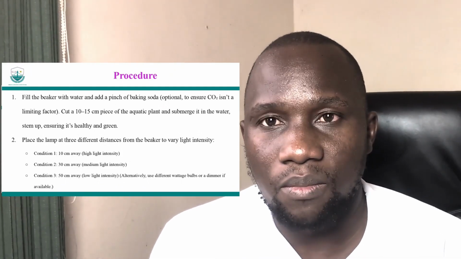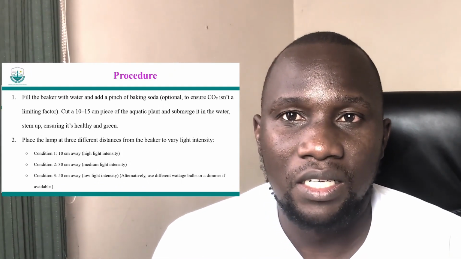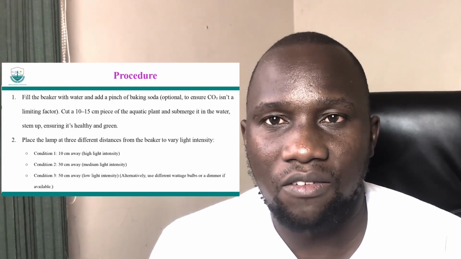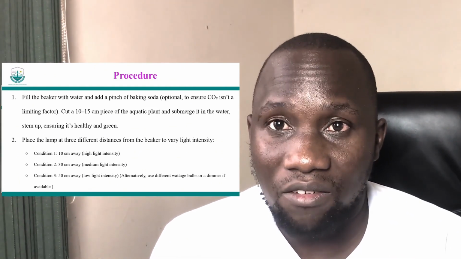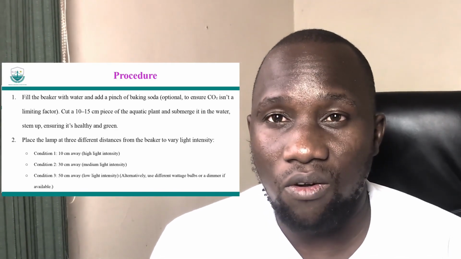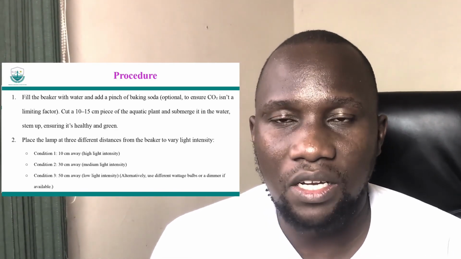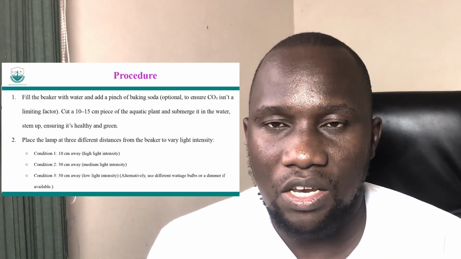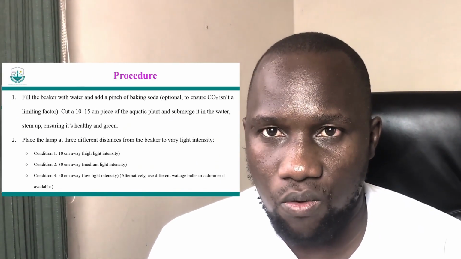which is healthy, okay, and green. That means that it doesn't have any disease that is affecting it or that may affect the rate of photosynthesis. You don't want to have that. So you get a healthy one, which is very green, and then you put it in your beaker of water.